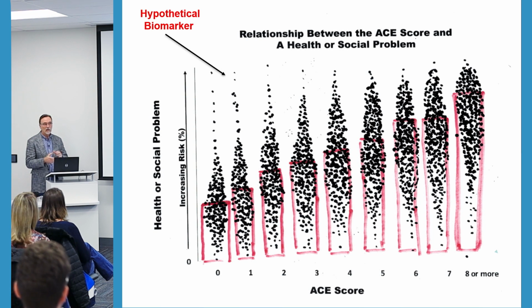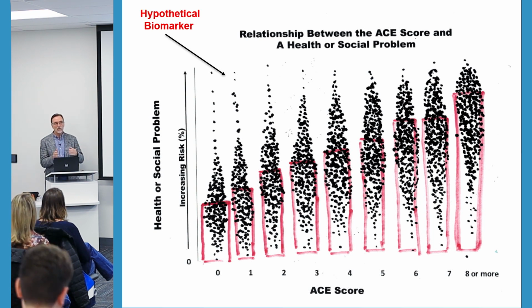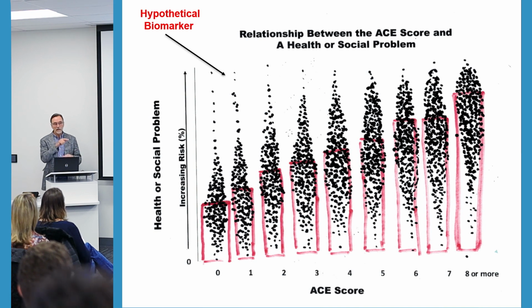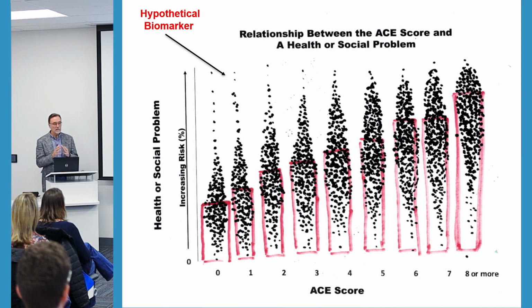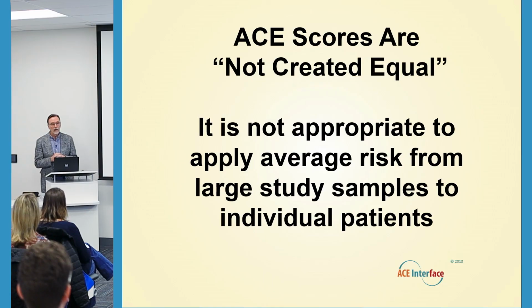Right? So what I've done here is I've taken the relationship between the ACE score and a health or social problem that's represented in those sort of ghost red bars on top of the hypothetical, precise measure of exposure to stress. So what we see at the tops of those bars when we talk about risk is an average risk based upon how much exposure there was to the biology of stress. So ACE scores are not created equal, and it's not appropriate to apply that average risk from a big epidemiologic study to an individual person, because it's an average of that wide scatter plot of actual exposure to the biology of adversity.